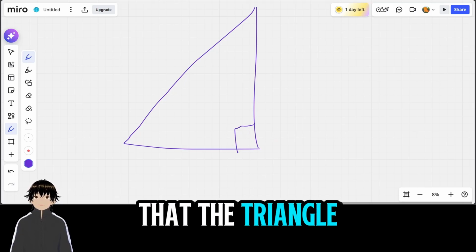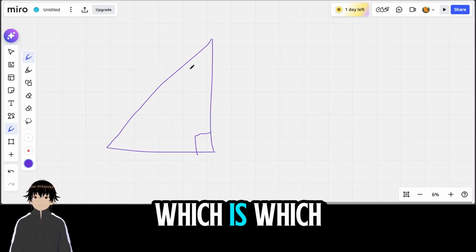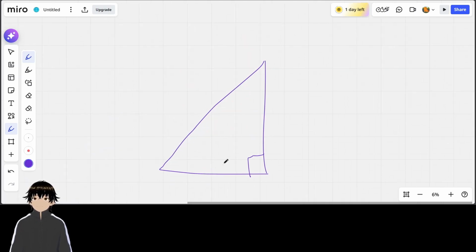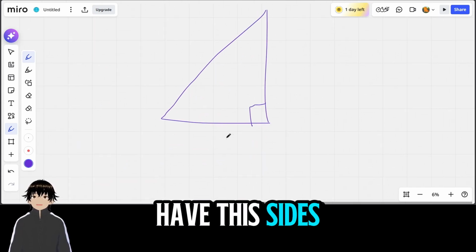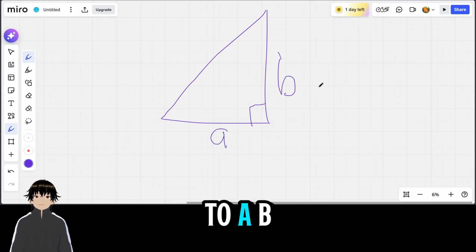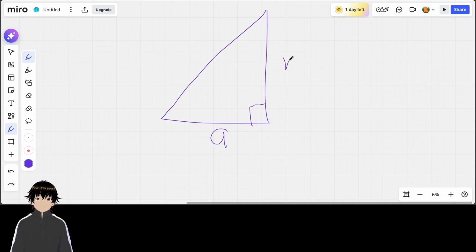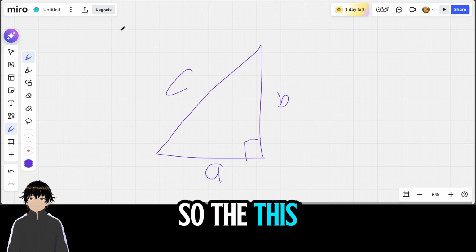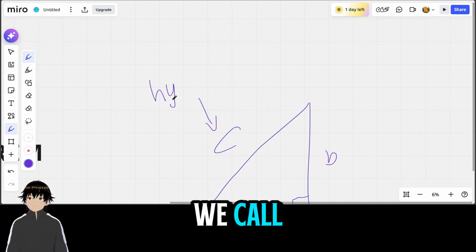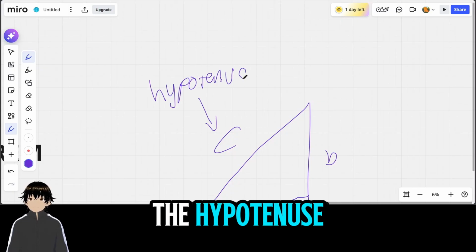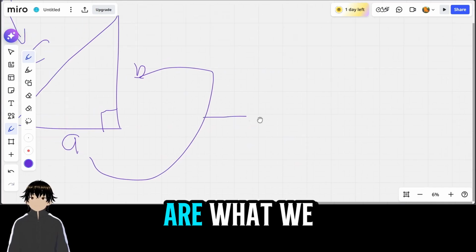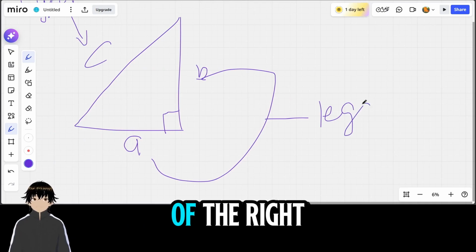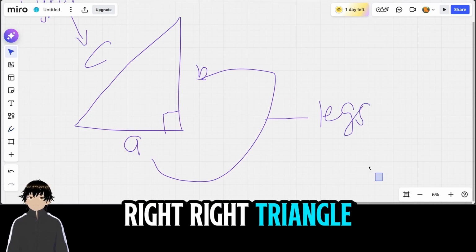This box means that the triangle has a 90 degree angle, which is basically just a right angle. Okay, so this is 90 degrees. We have these sides, which we denote A, B, and C. So this C is what we call the hypotenuse. And these two sides right here are what we call the legs of the right triangle.